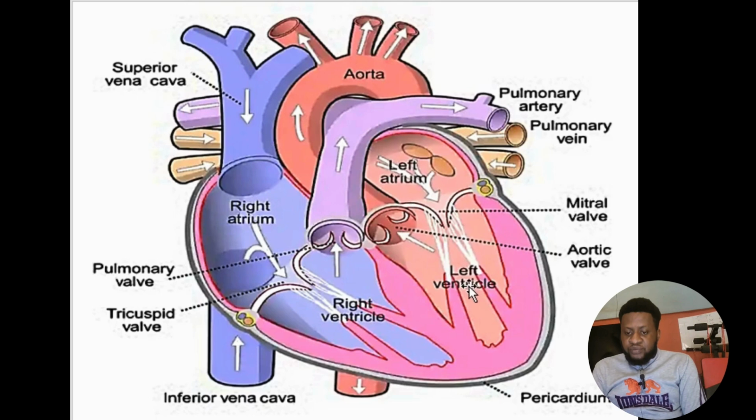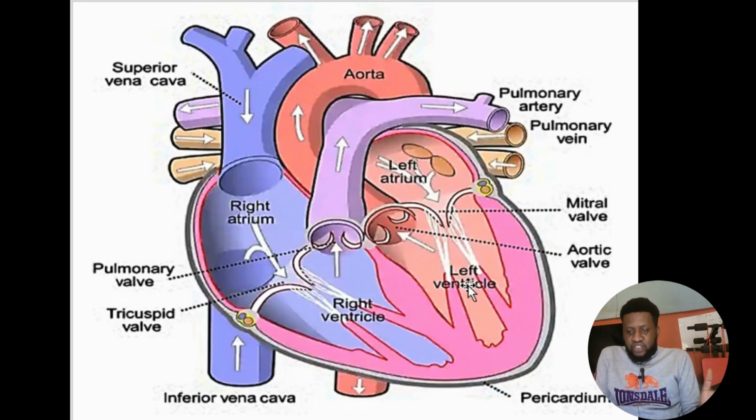Now, for blood to go into the left ventricle, there's a passage that it goes through. This passage here is a valve, one of the valves we mentioned before. Now, this is the mitral valve. Now, look at the mitral valve. The pressure from this left atrium is what pushes the mitral valve to open. So the pressure there will cause the mitral valve to open, allowing blood to go into the left ventricle.